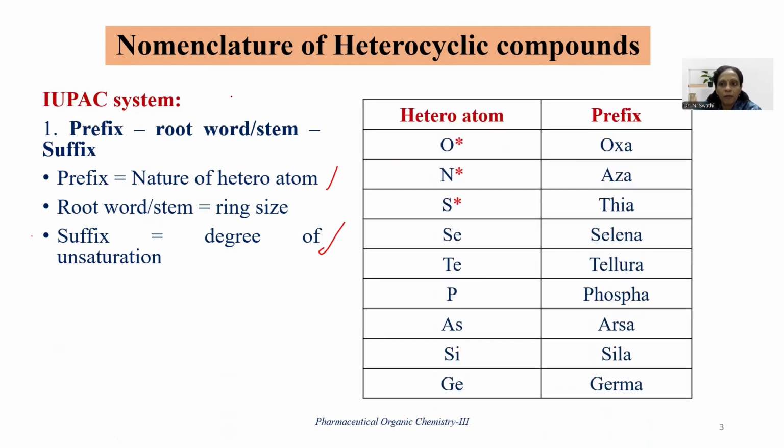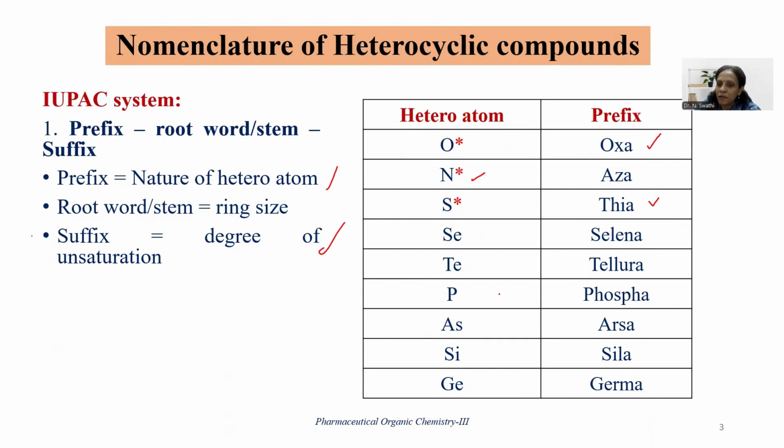When it comes to the prefix, the nature of the heteroatom should be indicated. If the heteroatom is oxygen, then the name of the heterocyclic compound should start with oxa. In case of nitrogen containing rings, it should start with aza. If sulfur is the heteroatom in the given heterocyclic system, then the name should start with thia. If selenium is the heteroatom, then selena. In case of tellurium, tellura.